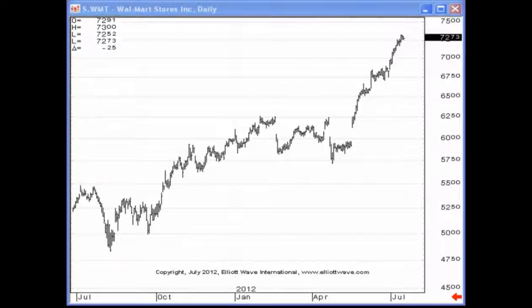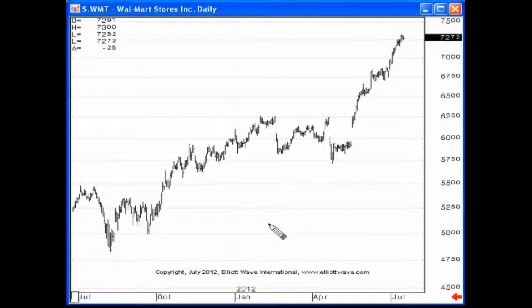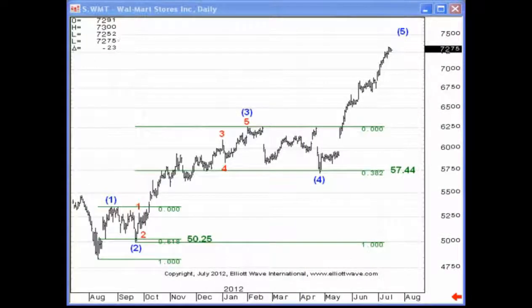Today we're going to examine retracements, specifically Fibonacci retracements for waves 2 and waves 4. In this price chart right here, we have Walmart, and what I want to do is examine the second wave retracement and the fourth wave retracement of this impulsive advance. As you can see in this price chart here, it's actually labeled.